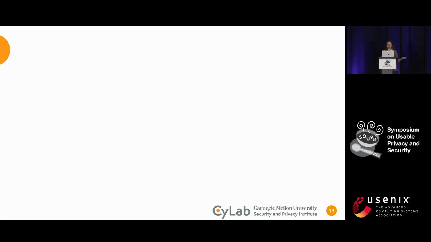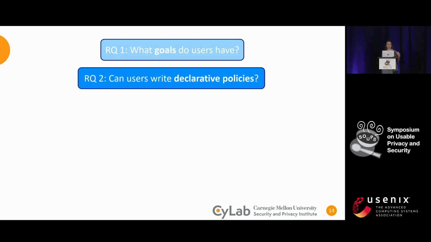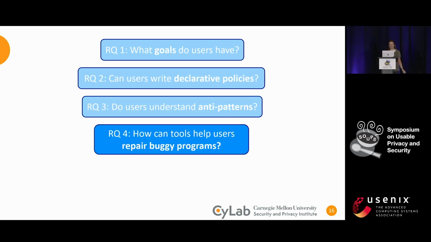And we start by asking some background questions on what goals people have for home automation. Next, we want to know whether users understand how to write policies using these templates that I showed you. And we also want to know whether users understand what it means if a tool tells them that it's found an anti-pattern. And finally, we want to know what kind of feedback tools can give users to best help them fix bugs that are found.